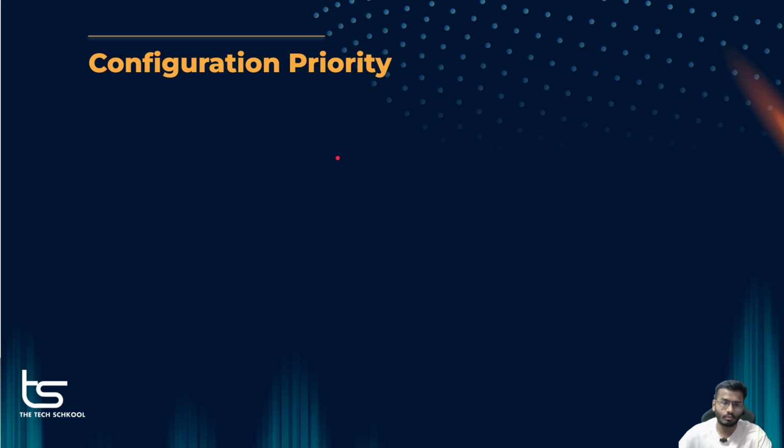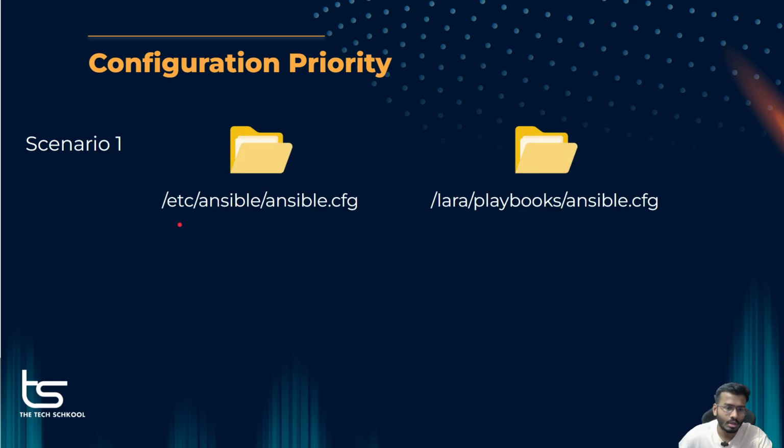So if there are multiple configuration files, let's take scenario 1. /etc/ansible/ansible.cfg is the default file which comes in when we install Ansible, and a few parameters are already set. Suppose we create a new configuration file using the same ansible.cfg name inside our playbooks directory where our playbook is set. What do you think, which configuration file will have priority over here?